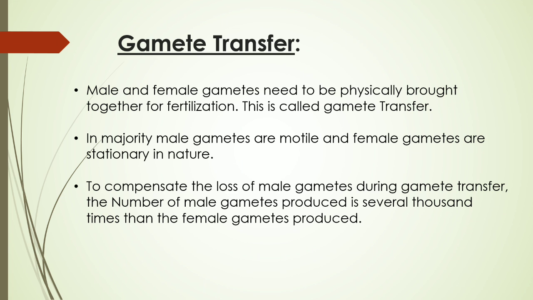Now, second process of the pre-fertilization event of sexual reproduction is gamete transfer. Male and female gametes need to be physically brought together for fertilization. This is called gamete transfer. In majority, male gametes are motile and female gametes are stationary in nature. Exceptions are a few fungi and algae in which both types of gametes are motile, like in Cladophora.